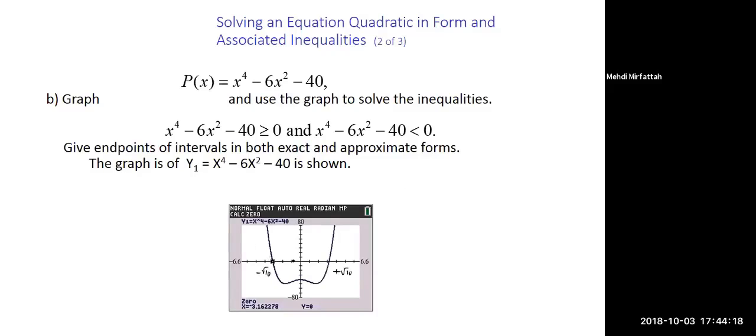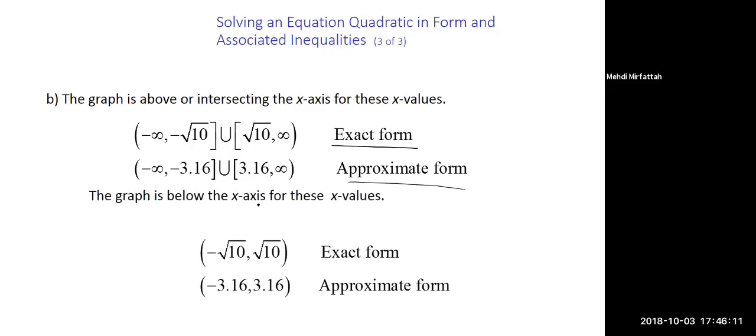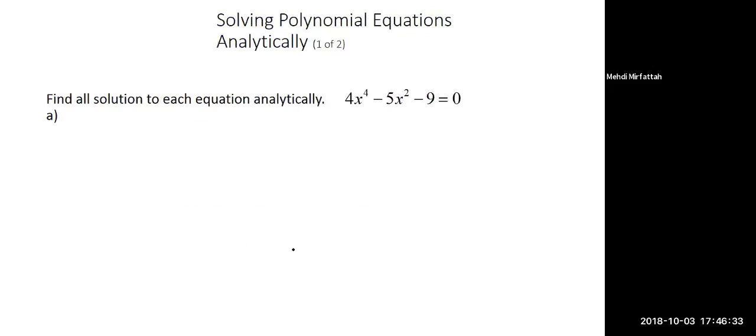The graph is below the x-axis, less than 0, right in between these two points, negative radical 10 and positive radical 10. And as you can see, we can write those solutions here. The graph is below the x-axis for values between negative radical 10 and positive radical 10, as I showed on the graph. These are the exact forms, and for the approximate form, use your calculator: radical 10 is about 3.16.